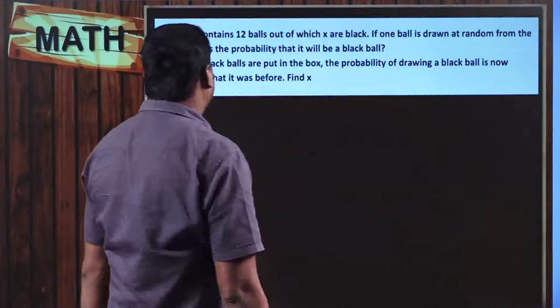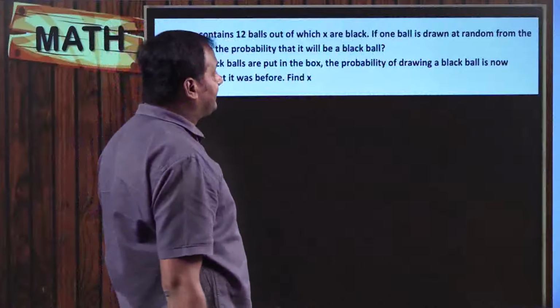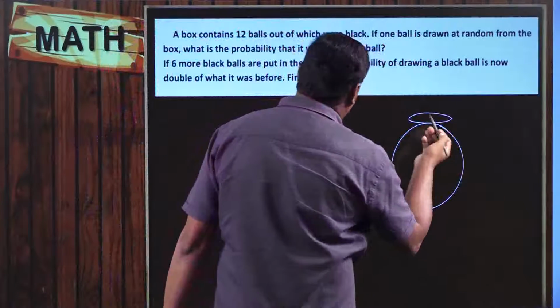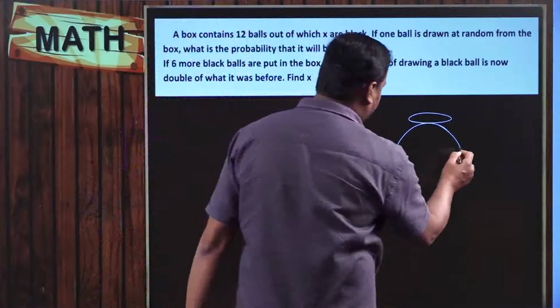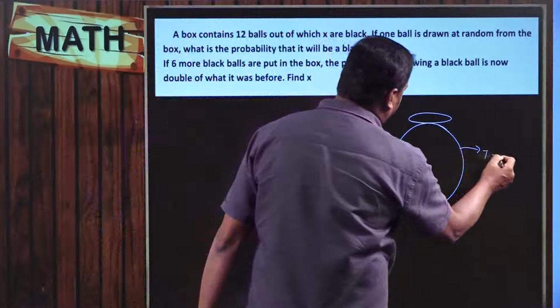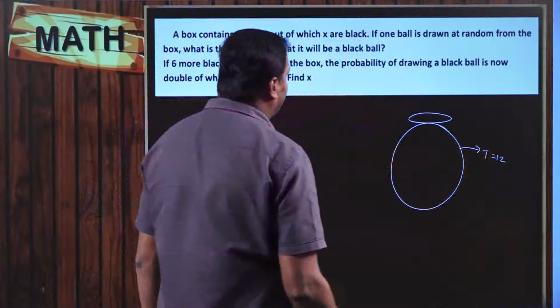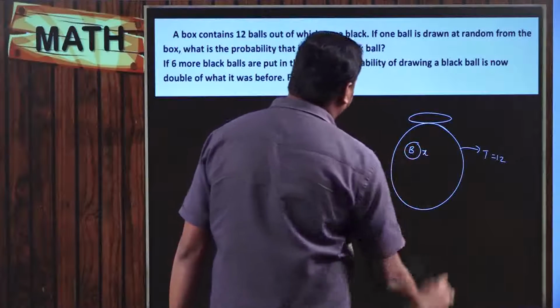And moving on to the next, a box contains 12 balls, out of which X are black. See, again there is a box, otherwise bag, whatever it is. A box contains 12 balls. So the total number of balls is equal to 12. 12 balls, out of which X are black balls. So the number of black balls is equal to X.